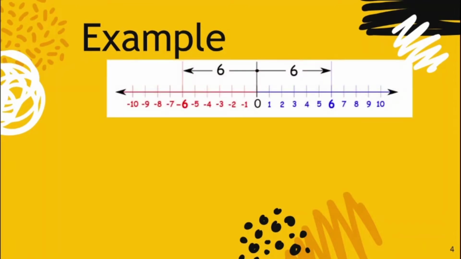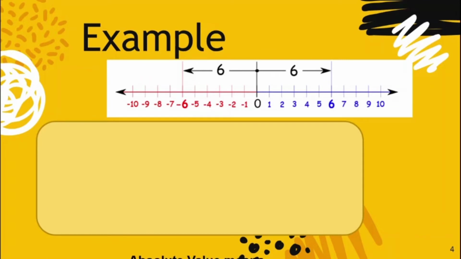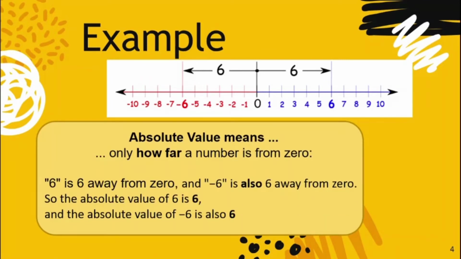Example. Look at these pictures. Absolute value means only how far a number is from zero. 6 is 6 away from 0, and negative 6 is also 6 away from 0. So, the absolute value of 6 is 6, and the absolute value of negative 6 is also 6.